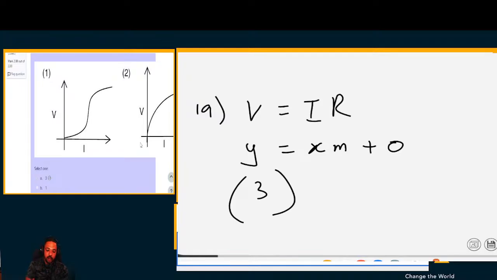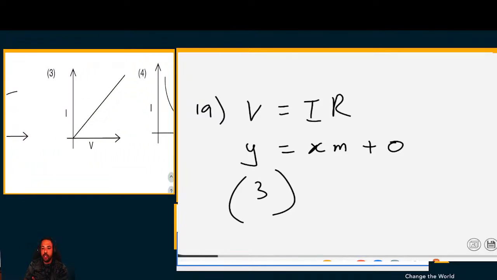Okay. Thank you. If we calculate the resistance of this graph here, it'll just be the change in I over the change in V in this case, which is going to be equal to 1 over R. Does that make sense? Yes, sir. Thank you. Okay.